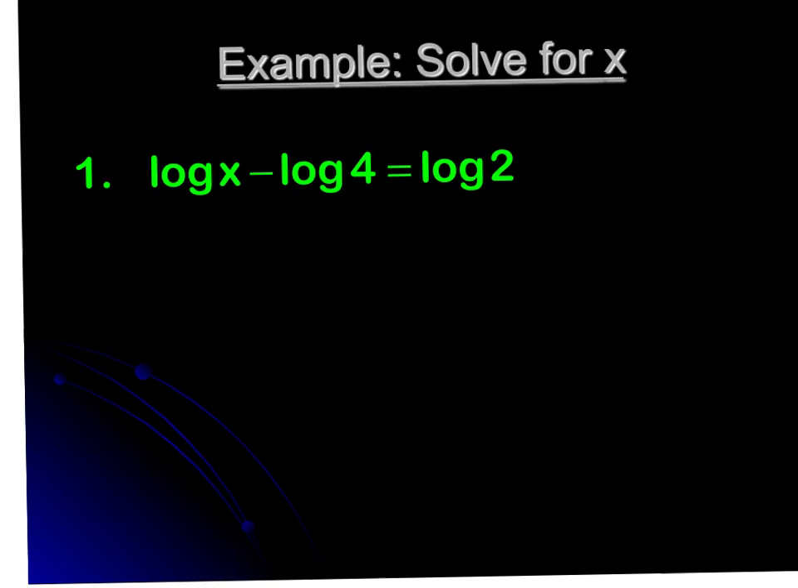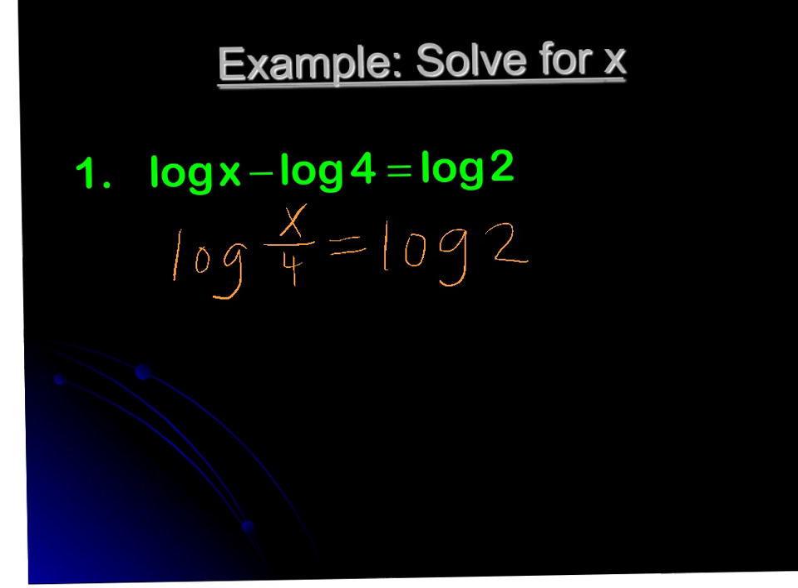So in number 1 here, we can see that we have logs on the left and logs on the right. So remember, our goal is to try to get one log on each side. So if we look at the left side, we have log x minus the log of 4. We know from our laws of logs, that can be written as the log of x over 4. We can set that equal to the log of 2.